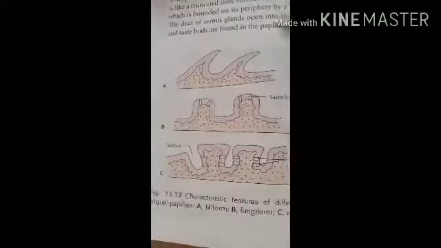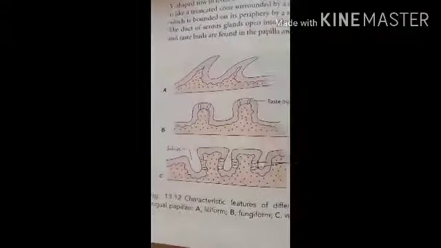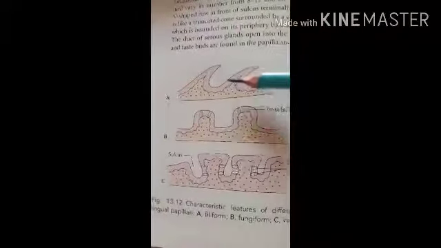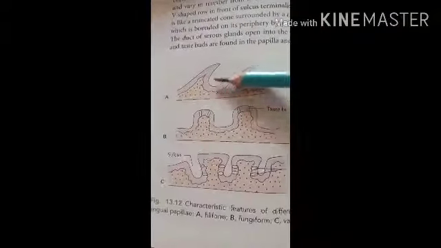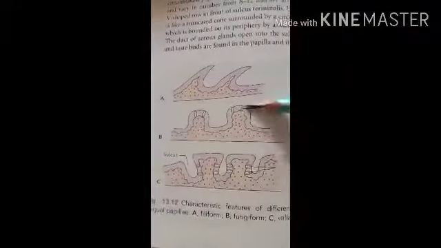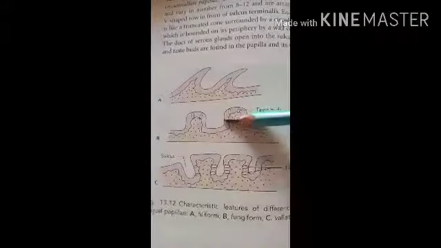So here in this diagram you can see the shape of the papillae. In the first diagram, it consists of the filiform papillae, so that is the shape of the filiform papillae. Then in the next diagram, that is the fungiform papillae.